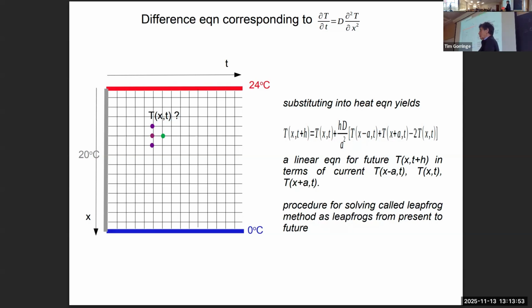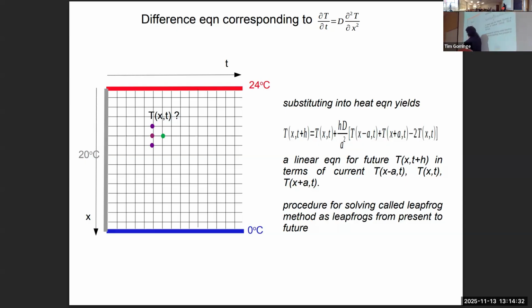I rearranged it so that the value of the function at the later time appears in the first order difference equation corresponding to the time differential, and is related to the values of the function at the earlier time and at different positions. If you want to picture that, I've sketched it over here on my space-time grid.